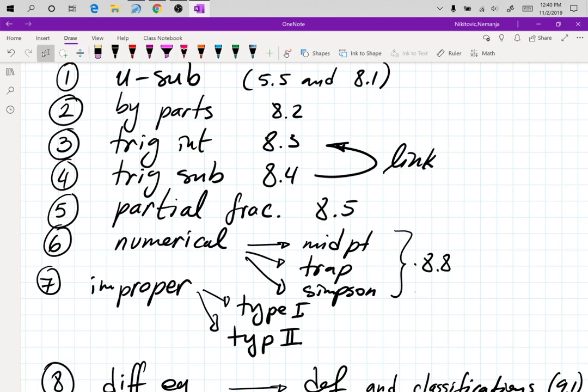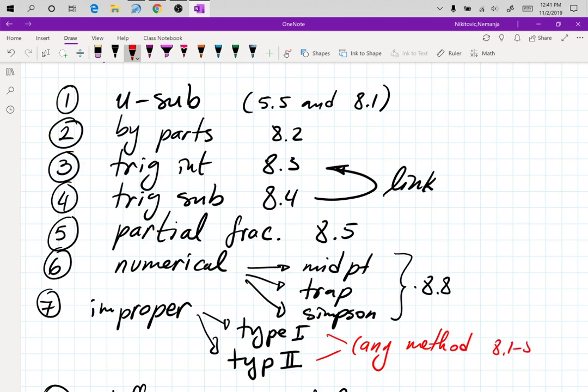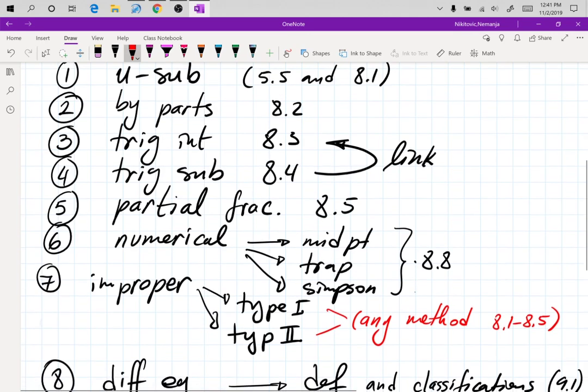So this is the exam, and I'm just going to say that over here, for these two, any method from 8.1 through 8.5 can fall into it. So it could be basic U sub, could be trig sub, could be partial fraction decomposition. Anything goes inside the improper integral.